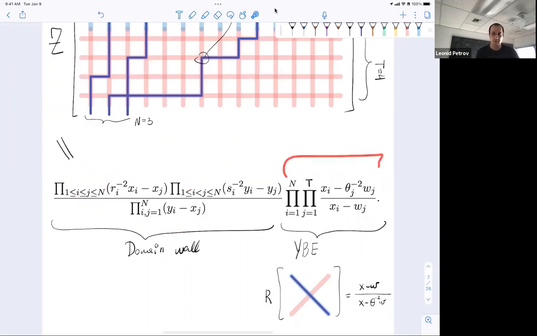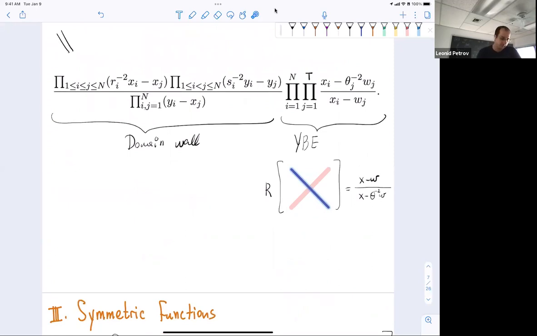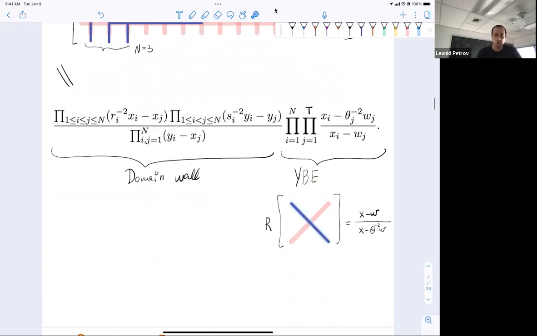This double product is the standard one which comes from the Yang-Baxter equation, because you started by adding these crosses, which have weight (x minus w) over (x minus w over theta squared). So you have to divide by that, which gives you this factor. So there are two terms at play here. This Yang-Baxter equation plus the domain wall partition function allows you to normalize the measure, and it has a nice product form. So now I'm going to talk about, of course, symmetric functions.